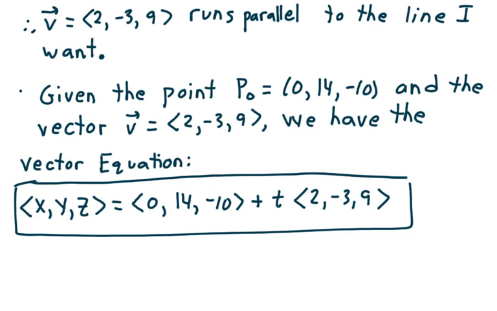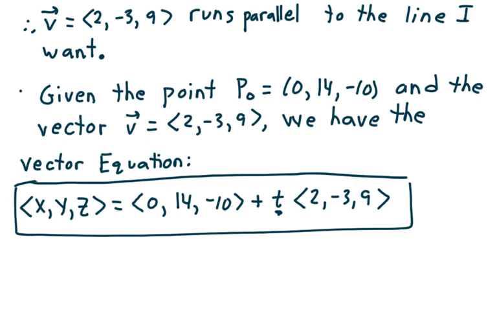So x, y, z, I'm just going to leave this scalar out, by the way. So the vector x, y, z is equal to the position vector of the point P naught. And so the position vector is 0, 14, negative 10, plus t times the vector v, which in this case is 2, negative 3, 9. So that's the vector equation.